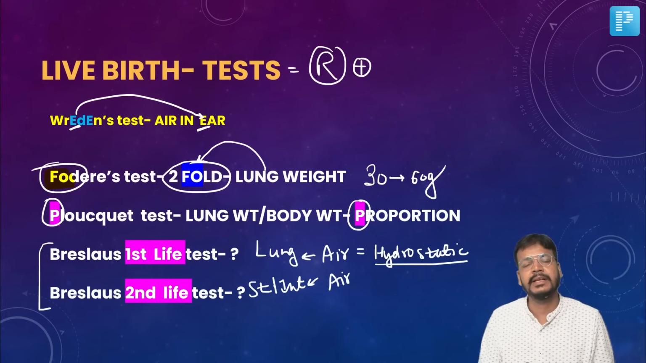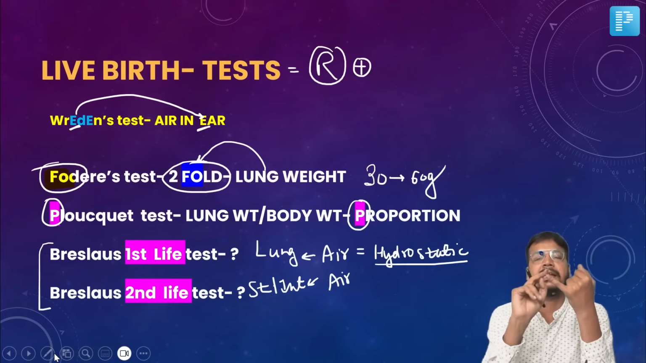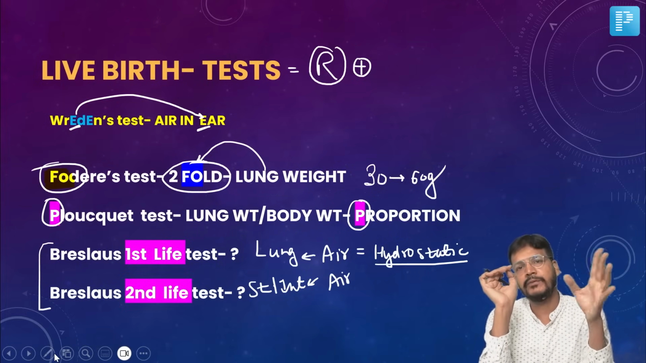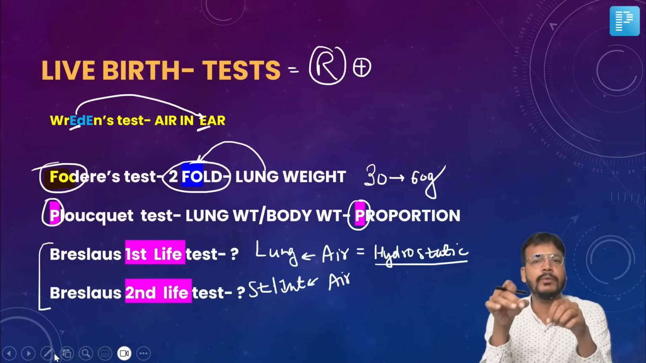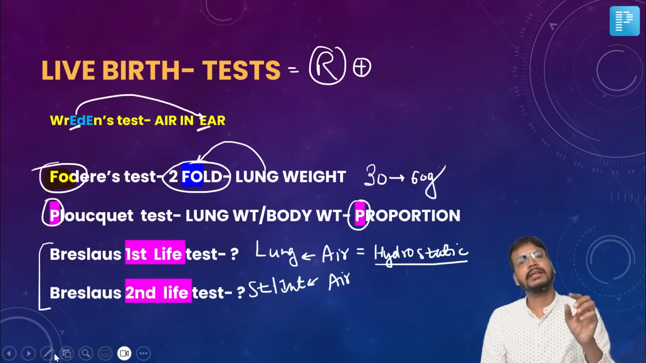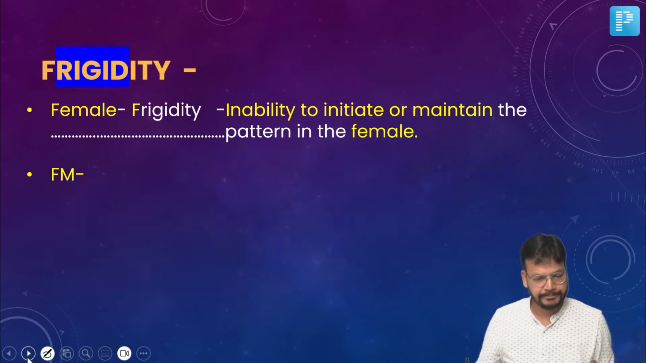These are some tests for live birth. देखो कैसे याद किया है. रेडिन में ई आता है, एयर इन ईयर. फोल्ड रेट, लंग वेट 2 फोल्ड हो गया. लंग वेट और बॉडी वेट का प्रपोर्शन पी ब्लॉक वेट. ब्रेसलव फर्स्ट लाइफ टेस्ट, सेकंड लाइफ टेस्ट, वेरी वेरी इंपॉर्टेंट सर.